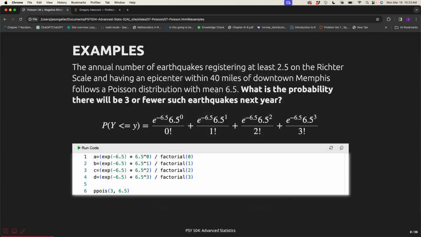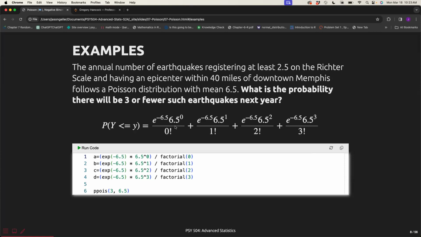What type of questions can the Poisson distribution help us answer? Well, we can answer questions about cumulative probability. Let's say that we have an annual number of earthquakes registering at least 2.5 on the Richter scale and having an epicenter within 40 miles of downtown Memphis, with a mean of 6.5. One question we can answer is: what is the probability there will be 3 or fewer such earthquakes next year? So we're looking at the probability that y is less than or equal to 3.